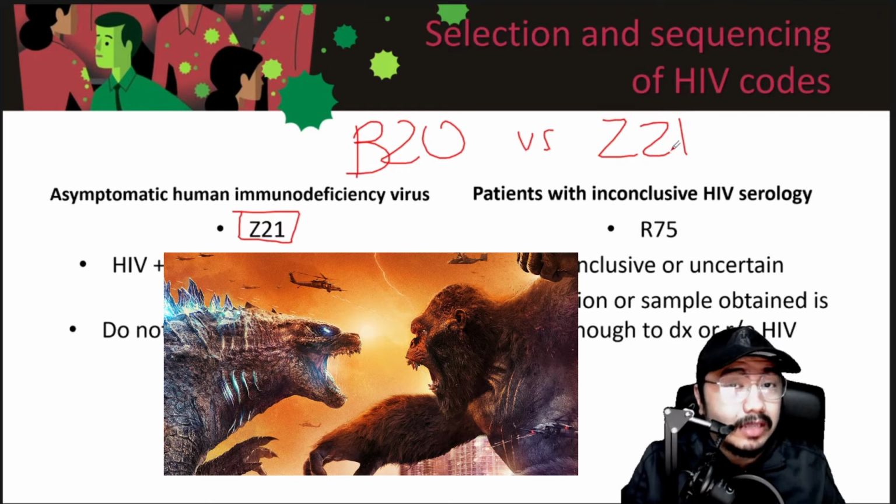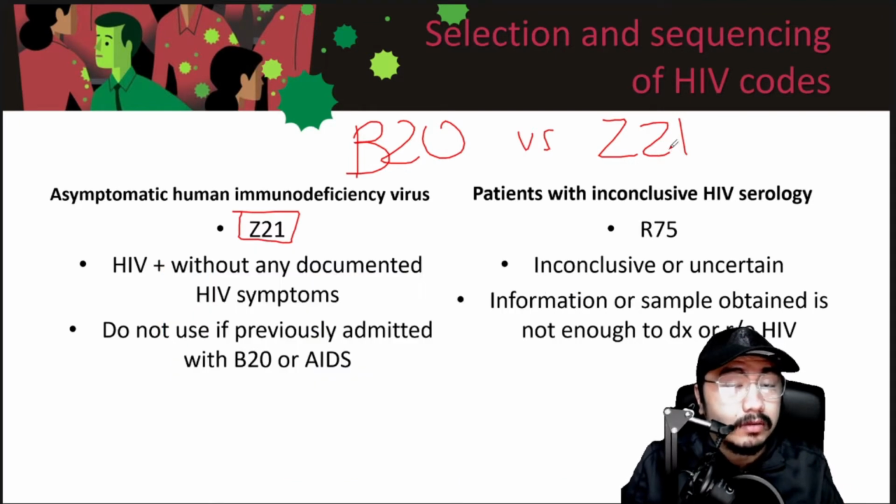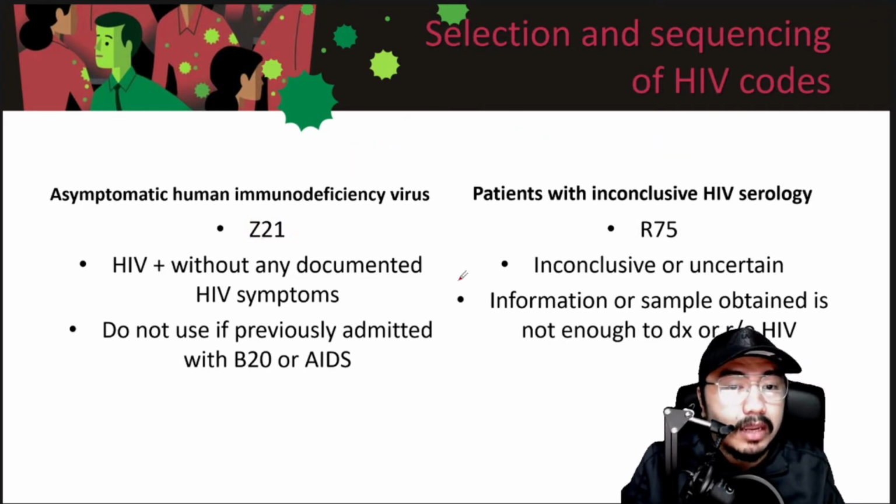So they're mortal enemies. They're water and oil. They cannot be combined together, okay? Again, if you will be checking your tabular index, there's a note there that shows exclusion, okay? Excludes one notes. So that's for both B20 and Z21. So take note of that, okay? That's one of the easiest ways to eliminate unwanted choices on your CPC exam.